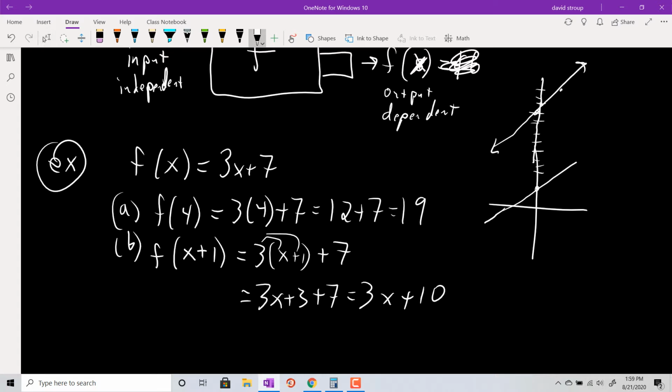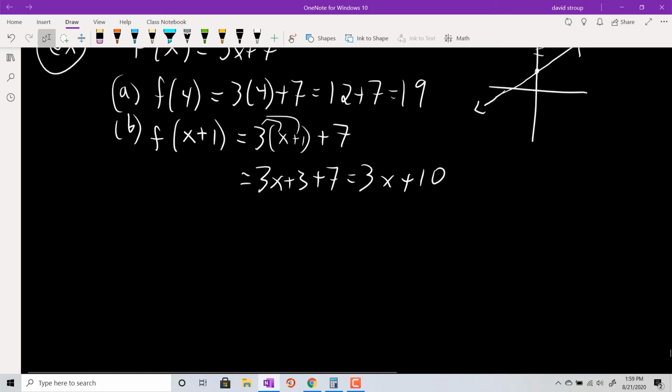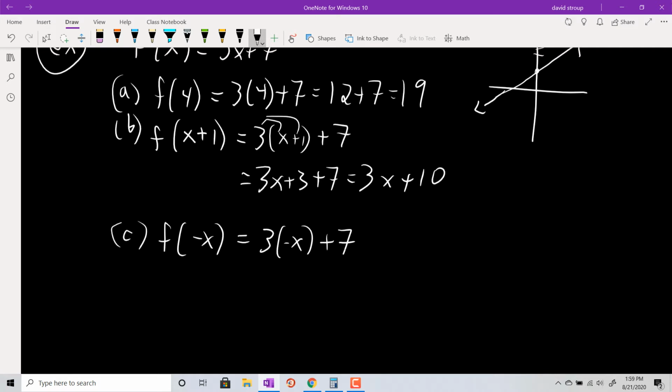So it's changing things. It's deforming pictures into other pictures. Right. Let's look at one more. F of negative x. So I'm going to put negative x now wherever I see the x. 3 times negative x is negative 3x plus 7. Can't combine anything else. They're not like terms, so you're kind of stuck there.